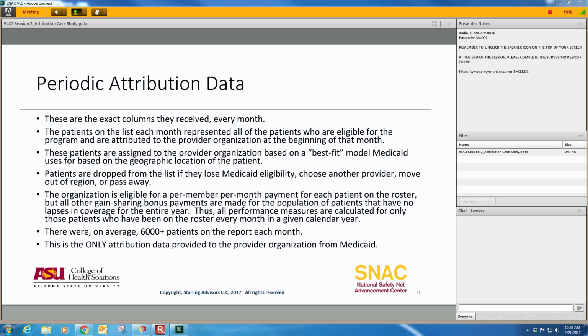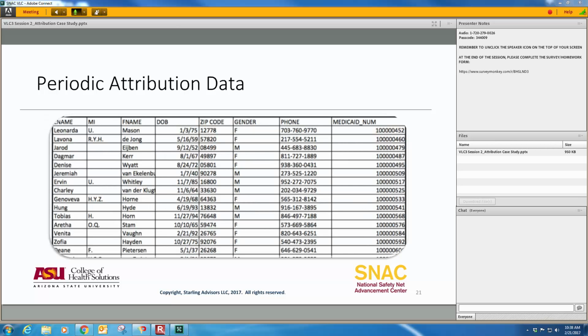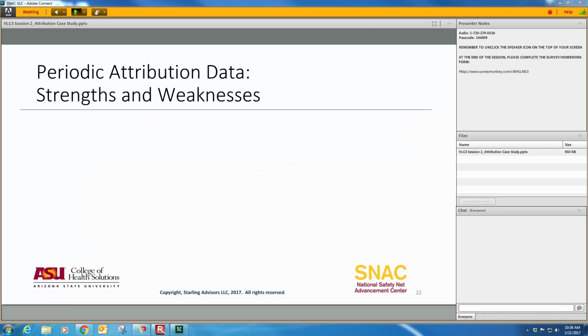But we want you thinking about how you would manage a much larger amount of data than a single page. This is all they get. This is the only information that Medicaid provides them at this time. So as you think about it and as we discuss it, you'll want to figure out the implications of not having any additional data.